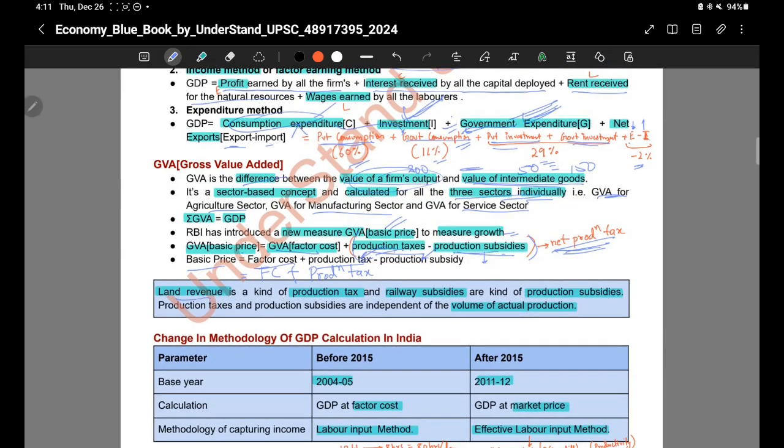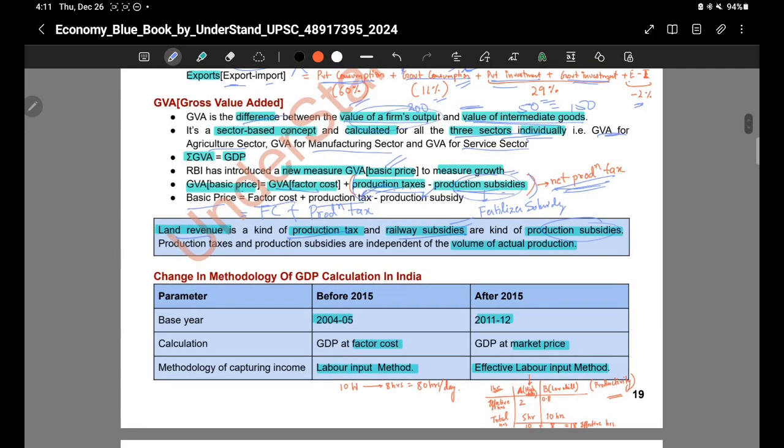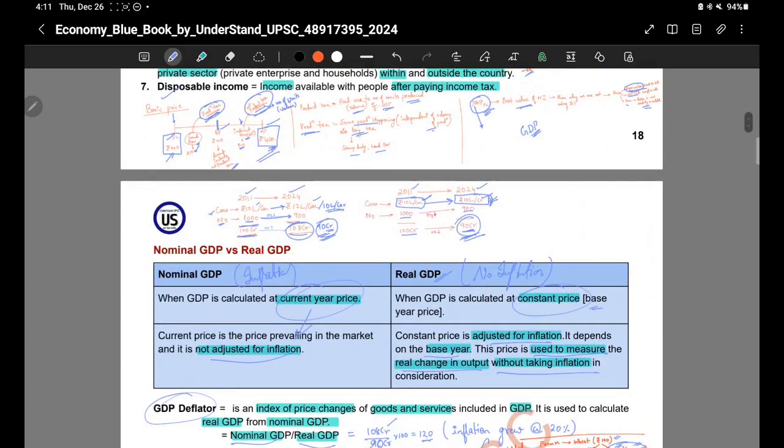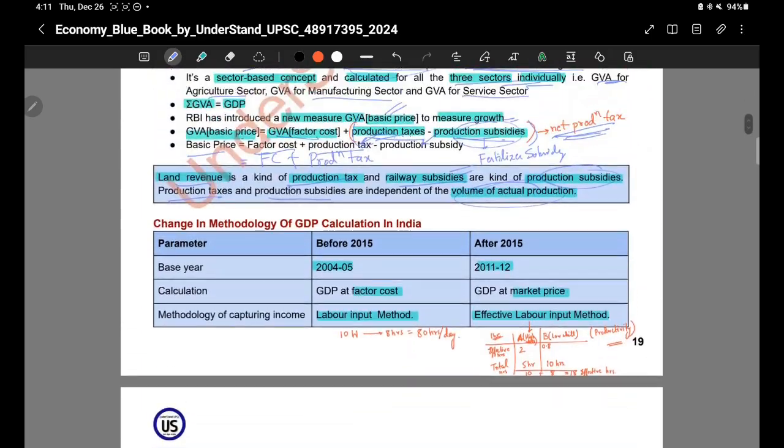Then land revenue. I told you land revenue is a kind of production tax, that is this one, and railway subsidies. Okay, railway subsidies is an example of production subsidies, or you can even write fertilizer also, in the case of wheat, fertilizer subsidy. And then production taxes and production subsidies are independent of the volume of actual production. I already told you this. Production tax is independent of the volume of production, like stamp duty, land revenue. Irrespective of the volume of production, you just have to pay it. It's a fixed amount.